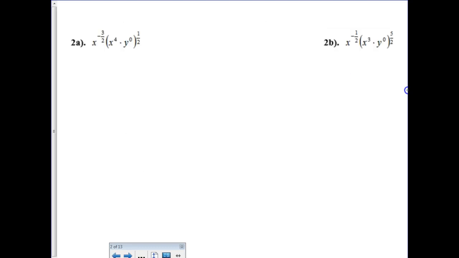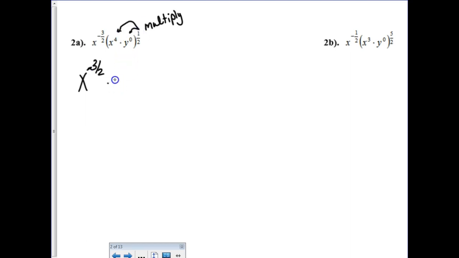All right, number 2a, you have a bunch of stuff going on here. So the first thing I notice is this parentheses set. I'm supposed to distribute this 1/2 power to each term, and because they already have existing exponents, that means I'm supposed to multiply those together. Now be careful, there is still an x to the negative 3/2 in front. That's not being affected by that distribution. I'm just going to leave it there for a moment.